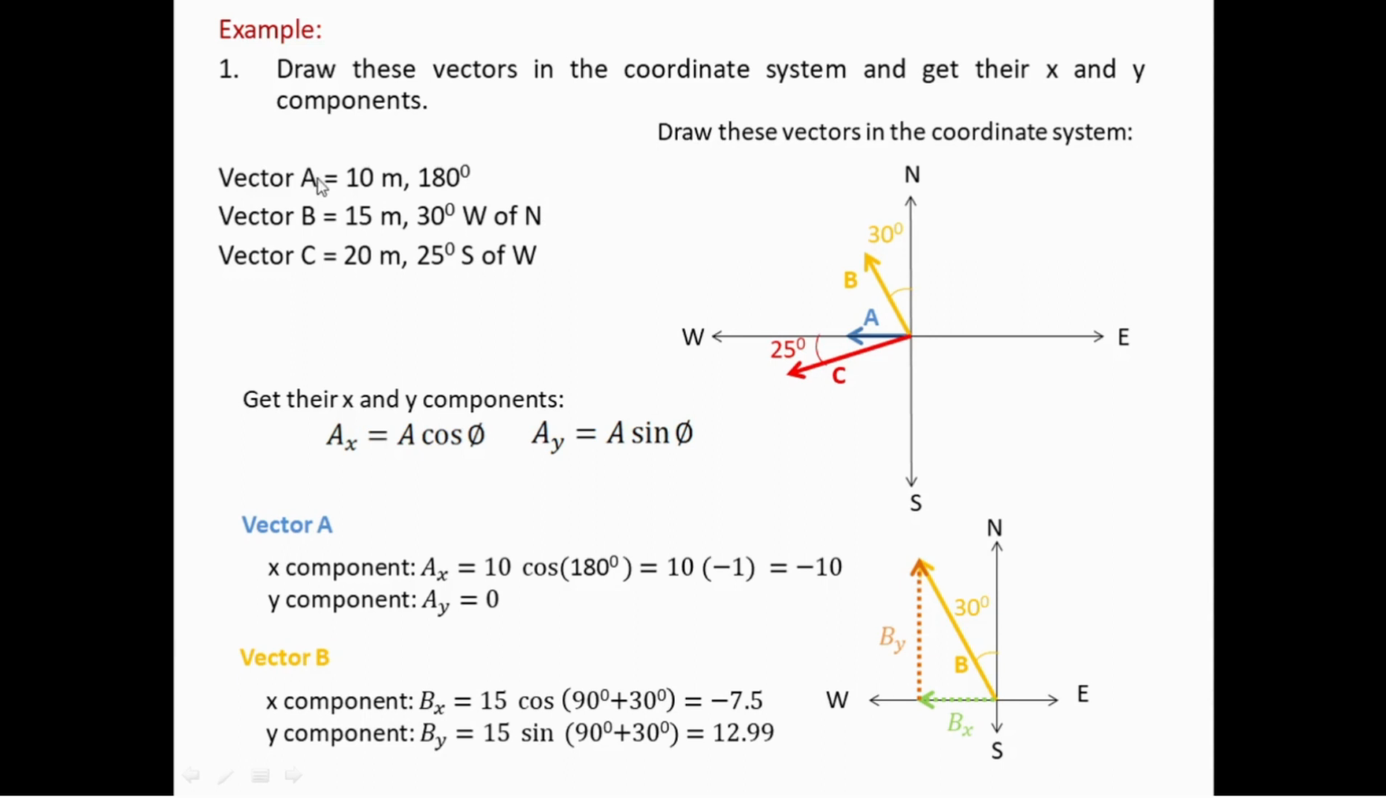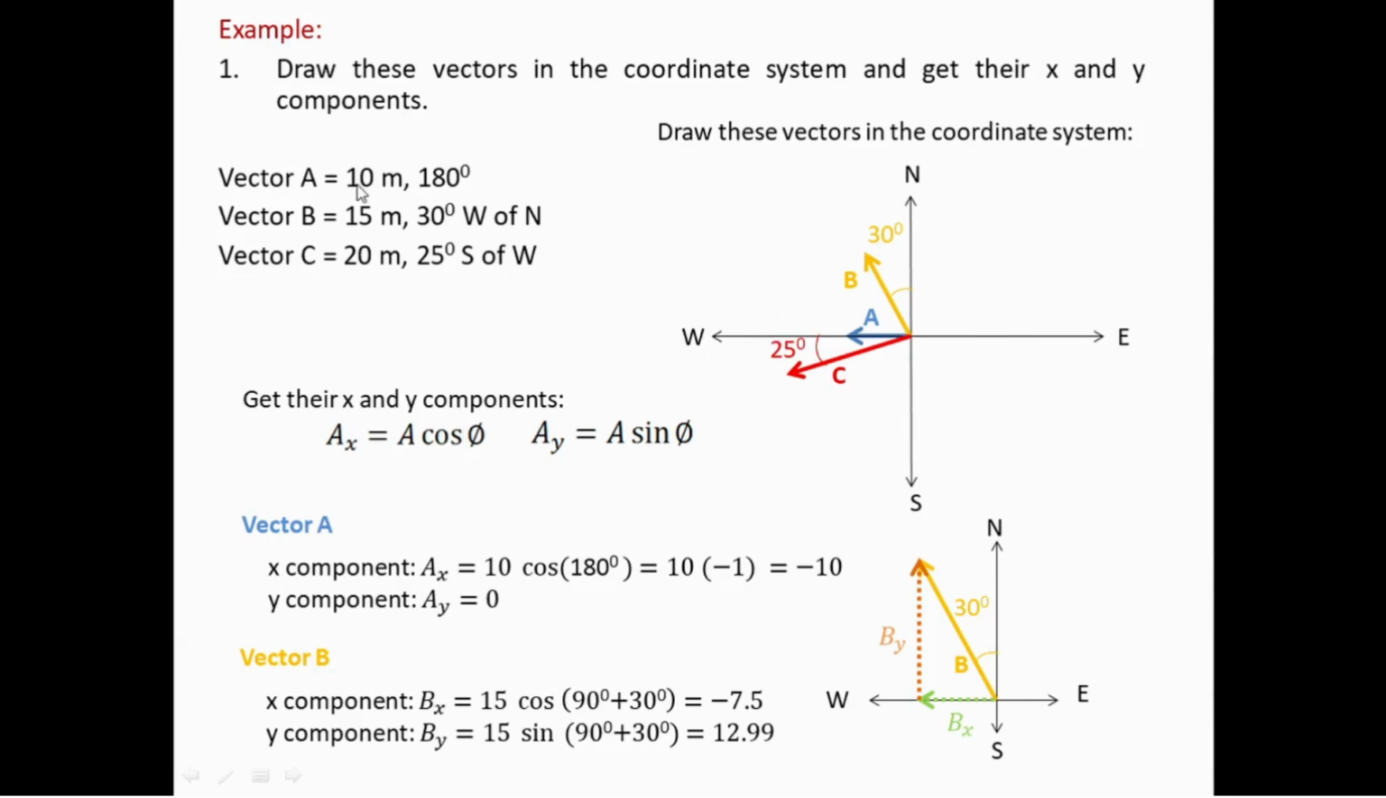So first, our vector A is 10 meters directed towards 180 degrees. We do not have here a label whether it is going towards west, north, south, or east. But since this is 180 degrees, we are assuming that this is now the reference angle, which means that we have to measure 180 degrees from the positive x-axis towards the counterclockwise direction, and it should be our vector A.